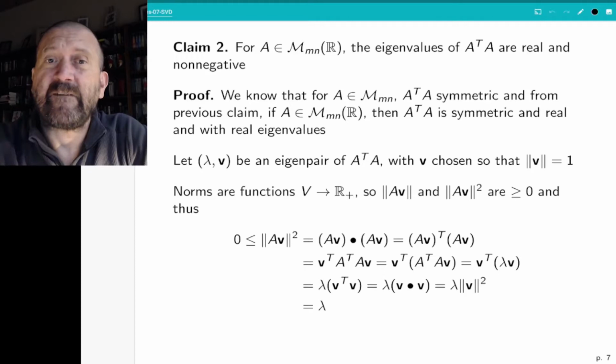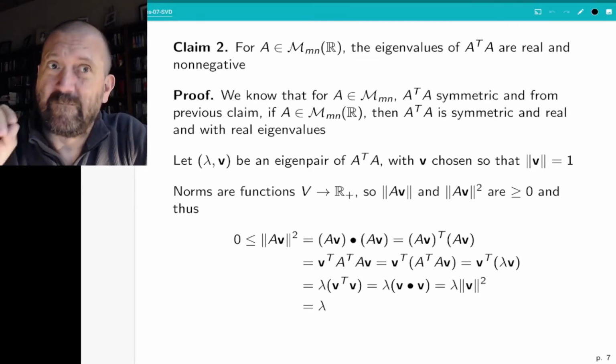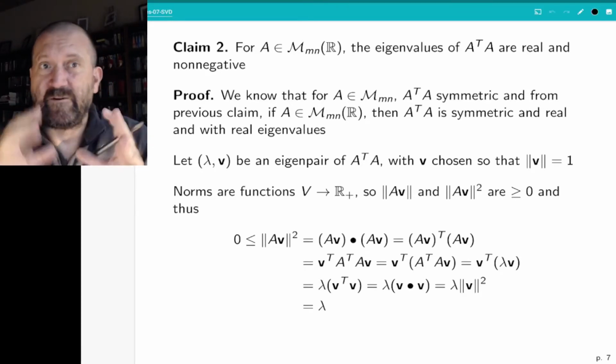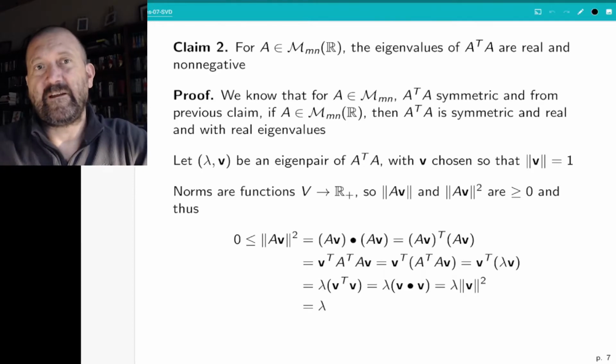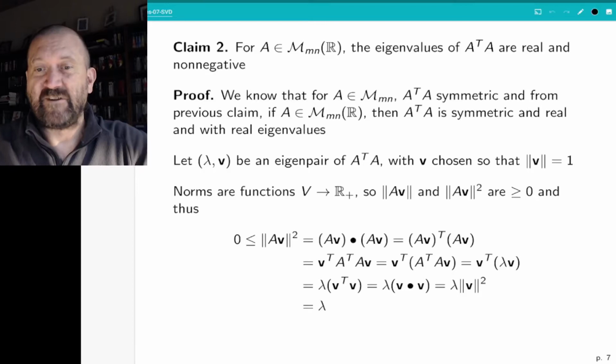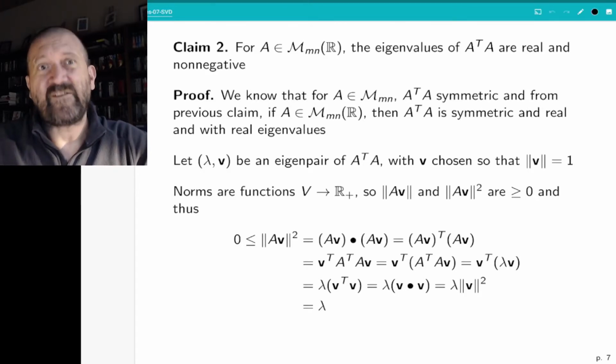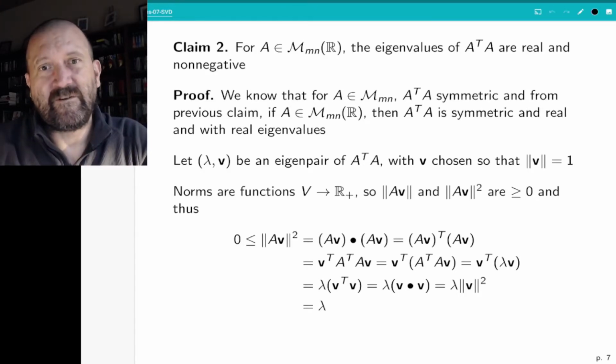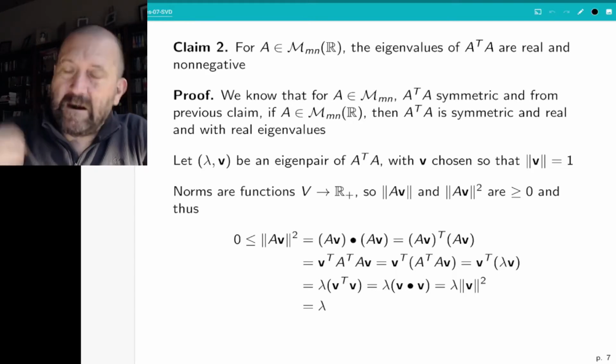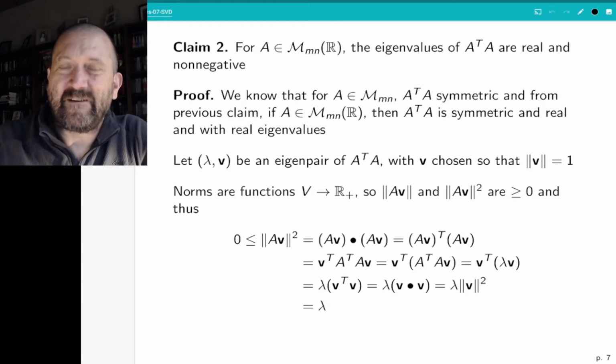The fact that they are real, we just showed, because we know that A transpose A is a symmetric matrix, and we're assuming that the matrix is real, so we have a real symmetric matrix, so its eigenvalues are real. Now let us show that these eigenvalues are non-negative, and you'll see it's a very, very simple proof.